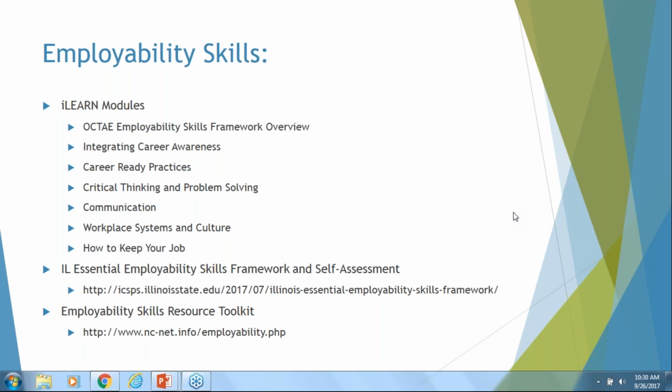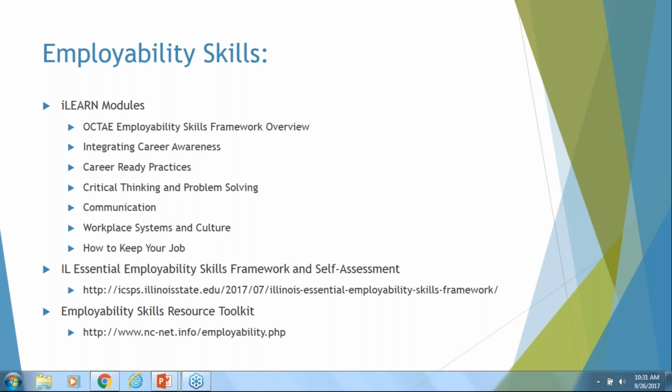Another good resource is the Illinois Essential Employability Skills Framework and Self-Assessment. You can use the self-assessment to look through and see what types of employability skills you're including in your instruction, and it's available at that website. The Employability Skills Resource Toolkit from North Carolina is a great resource. If you print it out, I'm going to warn you ahead of time, it's about 5 or 6 inches thick, 515 pages. But it actually has some great lessons and ways to incorporate employability skills into what you're doing in your classrooms. So we wanted to give you that resource as well.